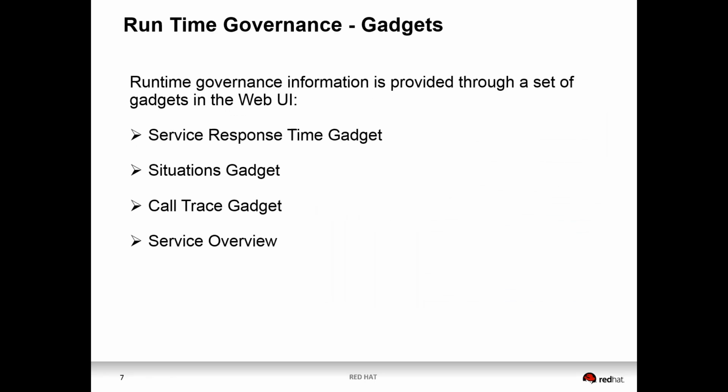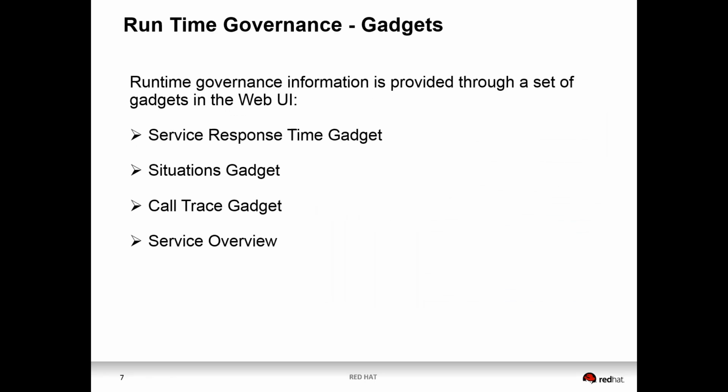So the gadgets: the runtime governance information is provided through a set of gadgets in the web UI, as well as the information can be pulled through, as we indicated, REST APIs and responses received.